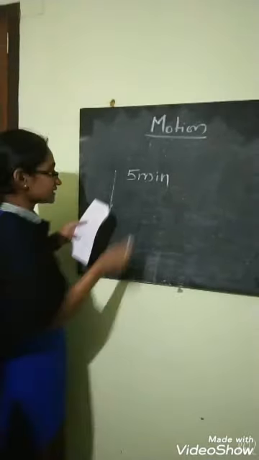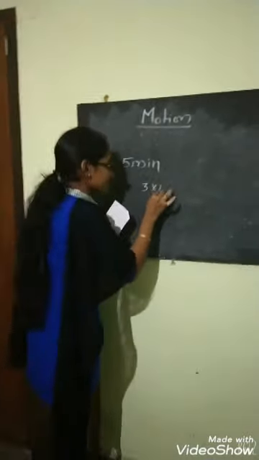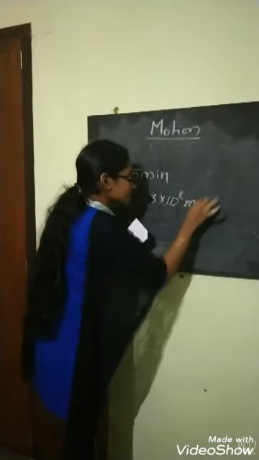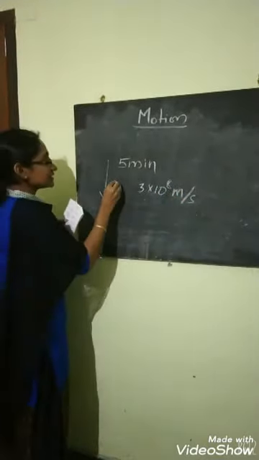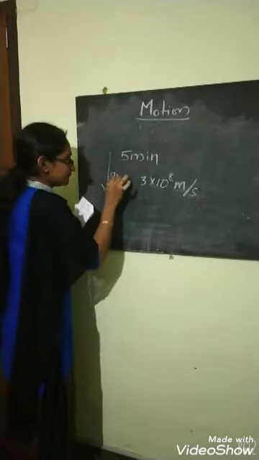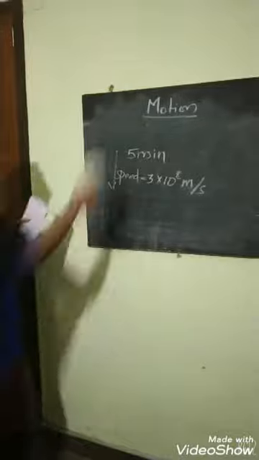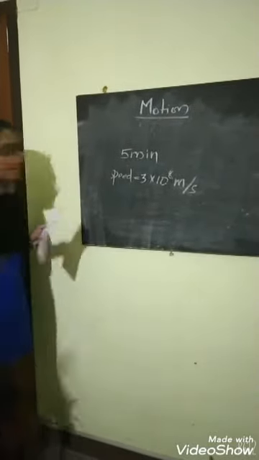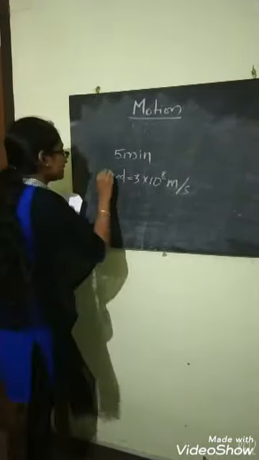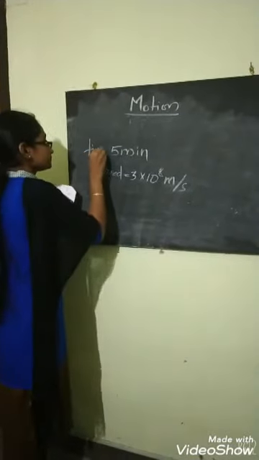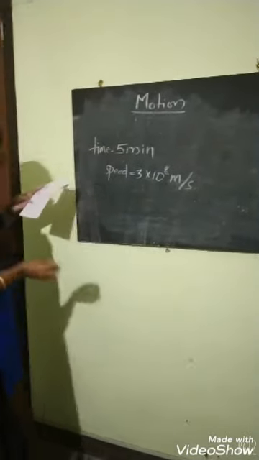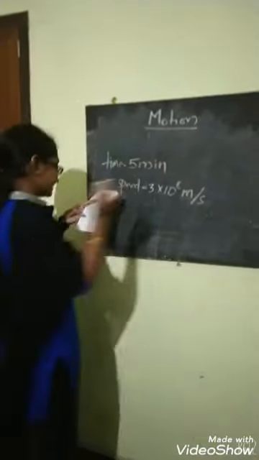The speed of the signal is 3 into 10 raised to 8 meter per second. This is the speed, and this is the time taken to travel. And the question was to find the distance.